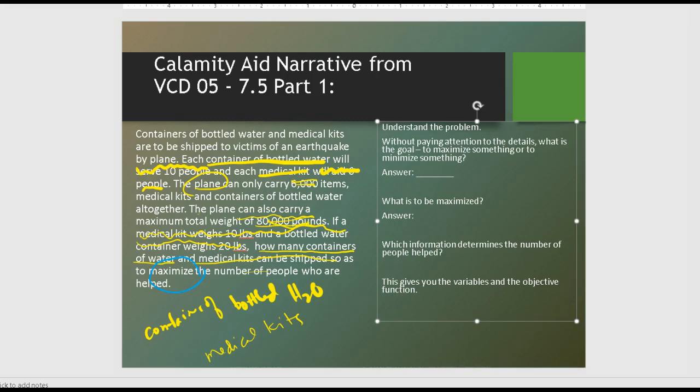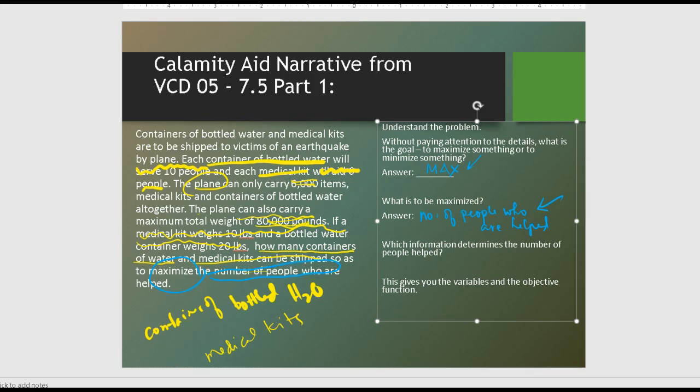So without paying attention to the details of the narrative, what is the goal? You can tell from this one that it is to maximize. Now your next question is, what is to be maximized? And the question helps you find that out. You want to maximize the number of people who are helped. So this is where the objective function will come from, and that is your goal.